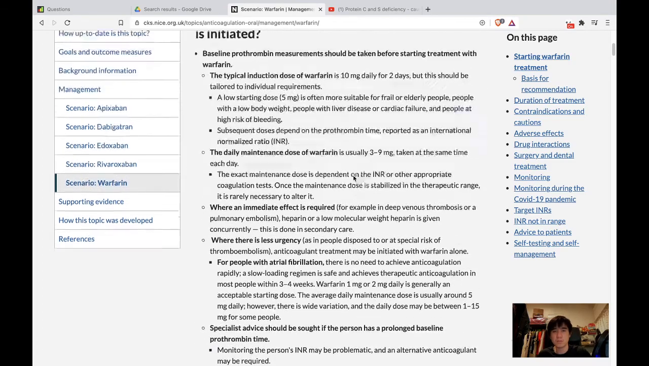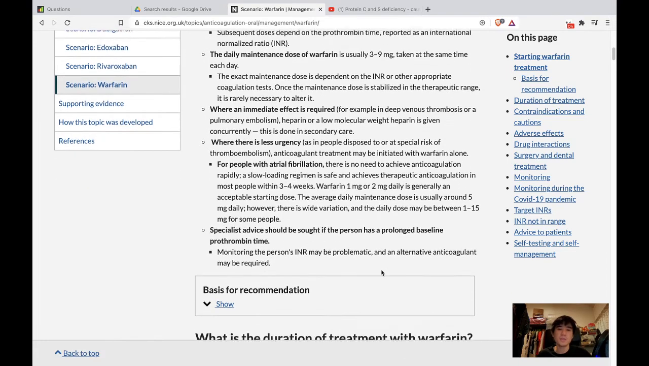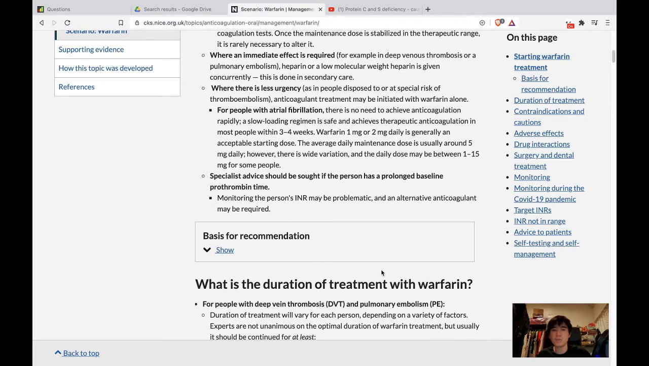However, there is a wide variation, and the daily dose may vary between 1 to 15 mg for some people. Specialist advice should be sought if the person has a prolonged baseline prothrombin time. Monitoring the person's INR, prothrombin time.